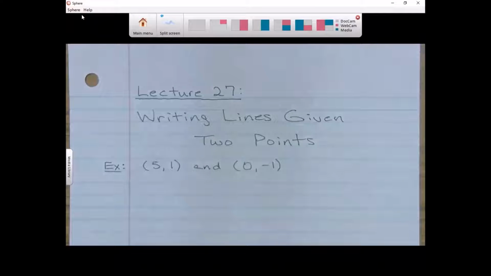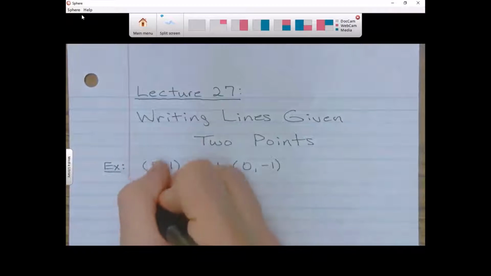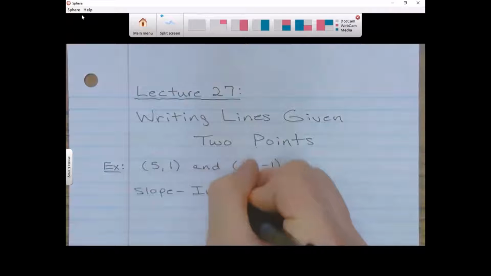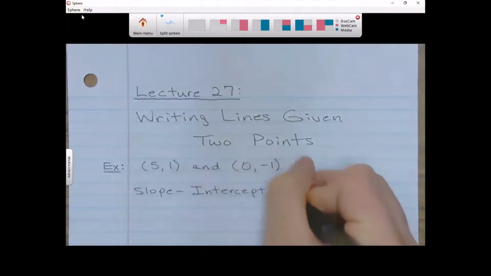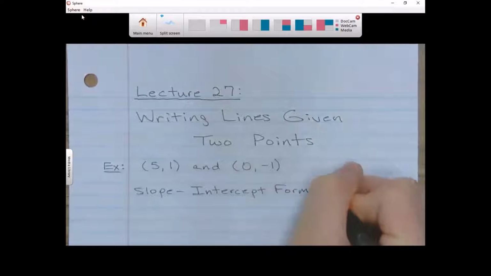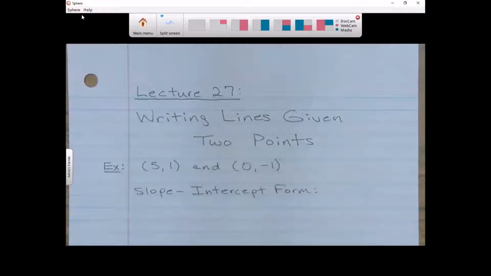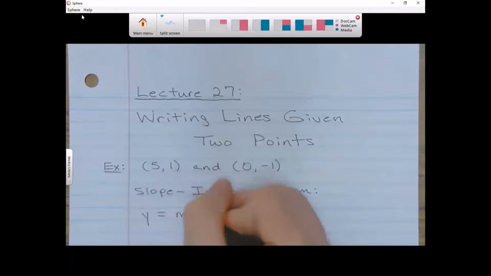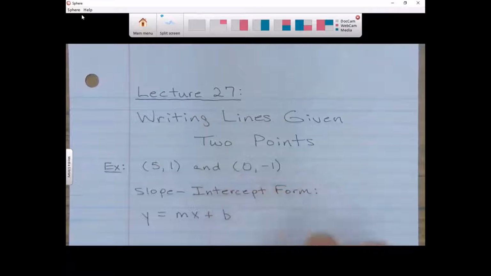And then the question is often asked, hey, if we give you 2 points, can you draw a line through them? And if so, what's going to be the equation of that line in slope-intercept form? So let's revisit slope-intercept form really quick. Implicit in slope-intercept form is 2 numbers, m and b. So we always write out slope-intercept form as y equals mx plus b.